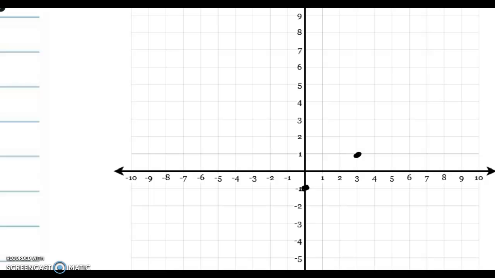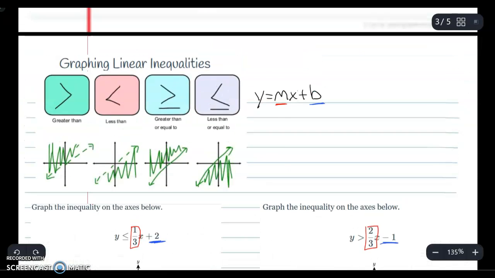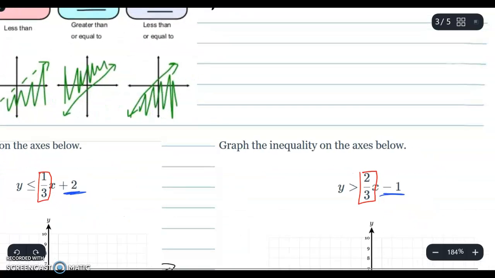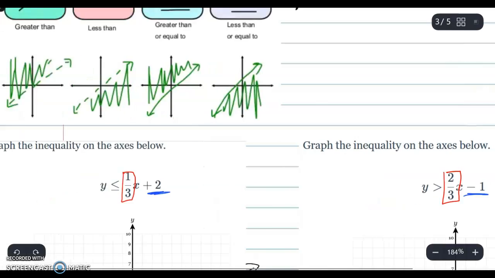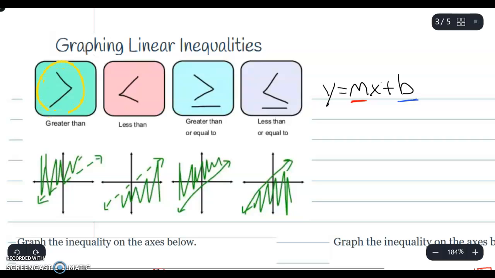Now, before I draw the line though, I'm going to come back and look at this little grid here to show me what to do. Here, I have a greater than sign. With greater than, there's no equal to. So I'm going to have a dash line, and I'm going to shade above.